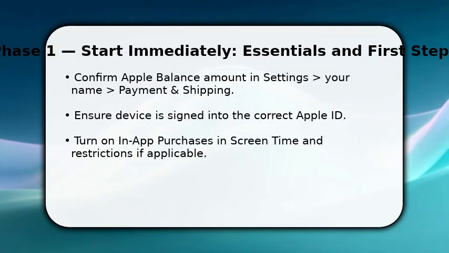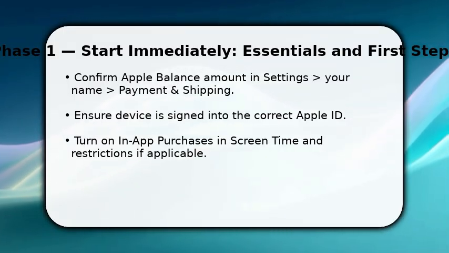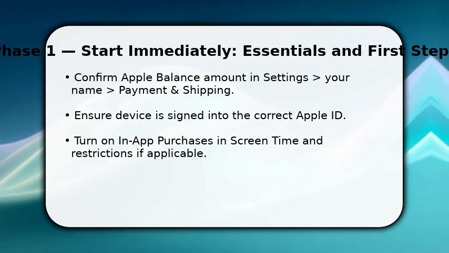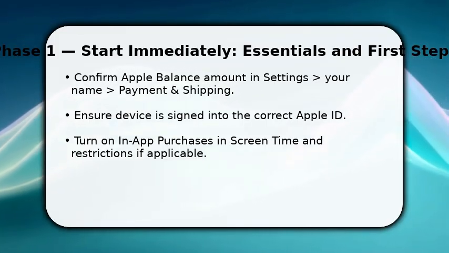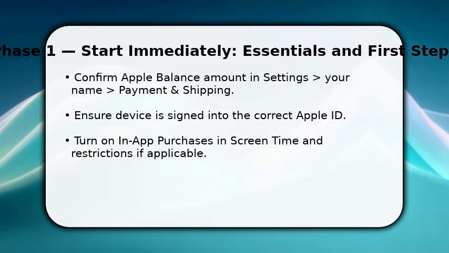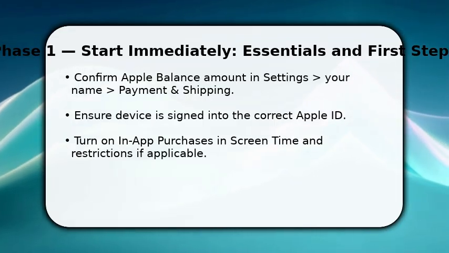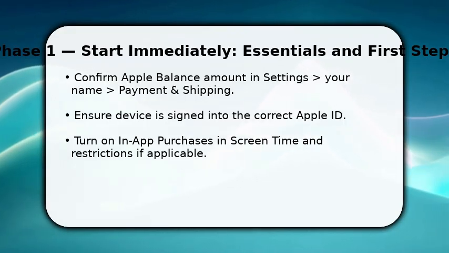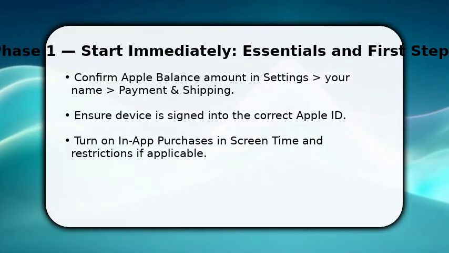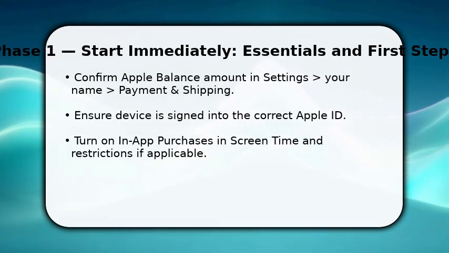You start by opening settings and confirming your Apple balance amount because you need to know funds available before any purchase. Sign into the correct Apple ID and verify payment and shipping. Once done, the balance will be selectable at checkout. Make sure screen time or restrictions don't block purchases. If you use family sharing, check Ask to Buy rules so that approvals won't interrupt the flow.